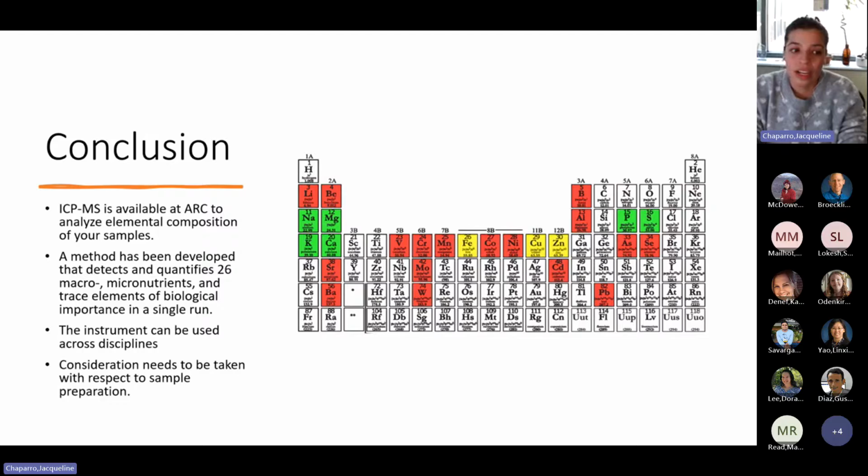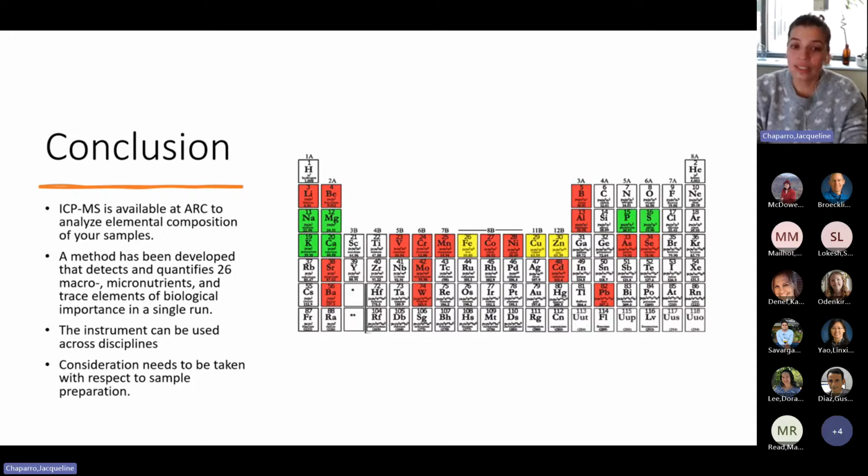And so in conclusion, ICP-MS is available at ARC to analyze elemental composition of your samples. There is a method that has been developed that detects and quantifies 26 micronutrients and trace elements of biological importance in a single run. The instrument can be used across disciplines.